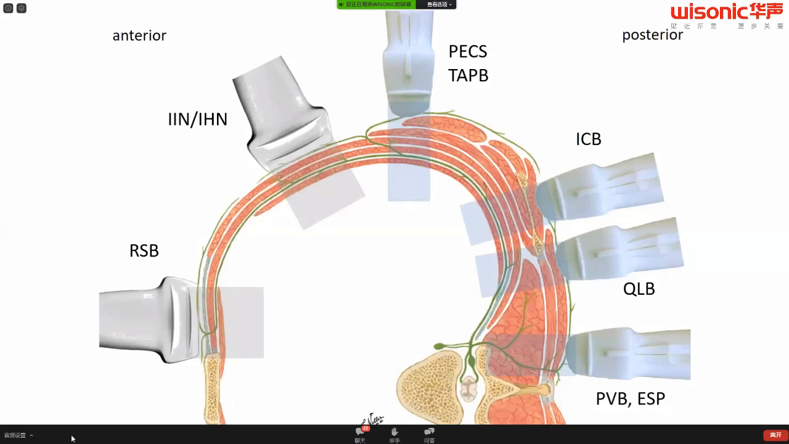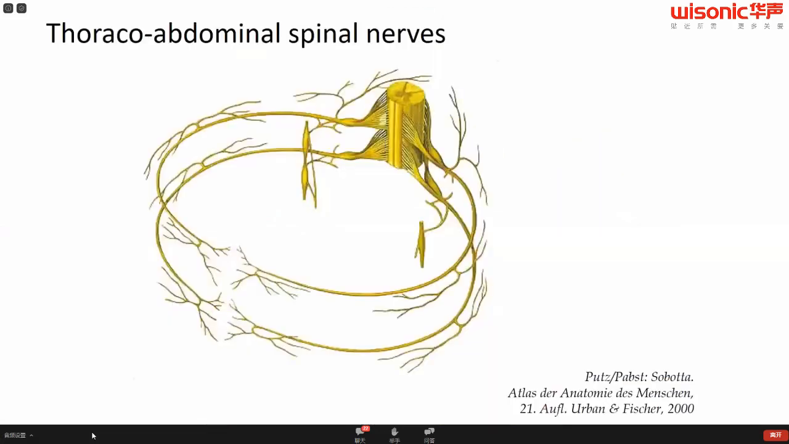On the left side, the probe is placed just anteriorly for the PECS or the TAP block. The probe is placed in the flank. And for some others, such as the QLB or the ESP block, the probe is placed closer to the midline. This here shows you how the block works.